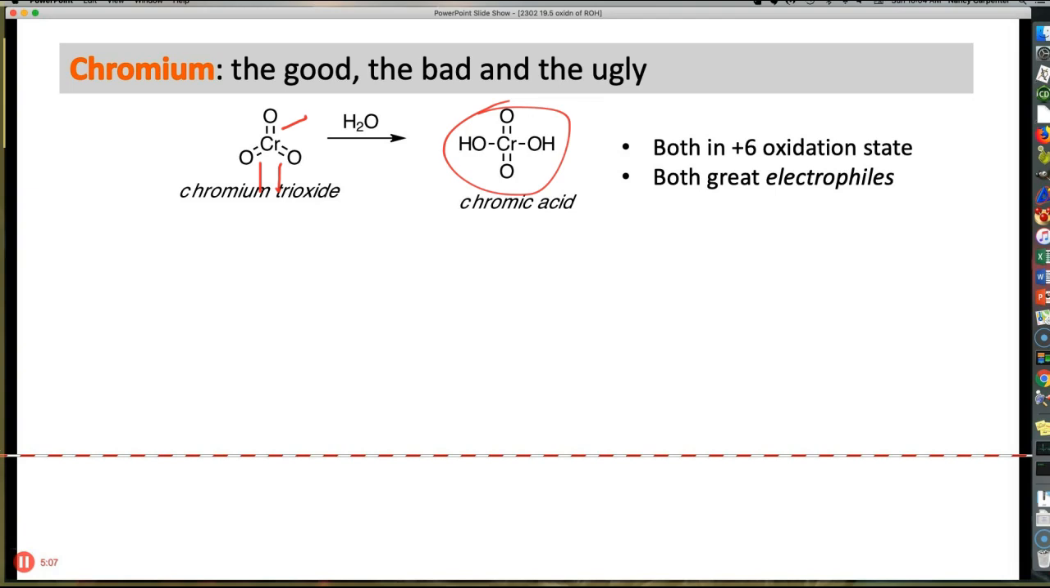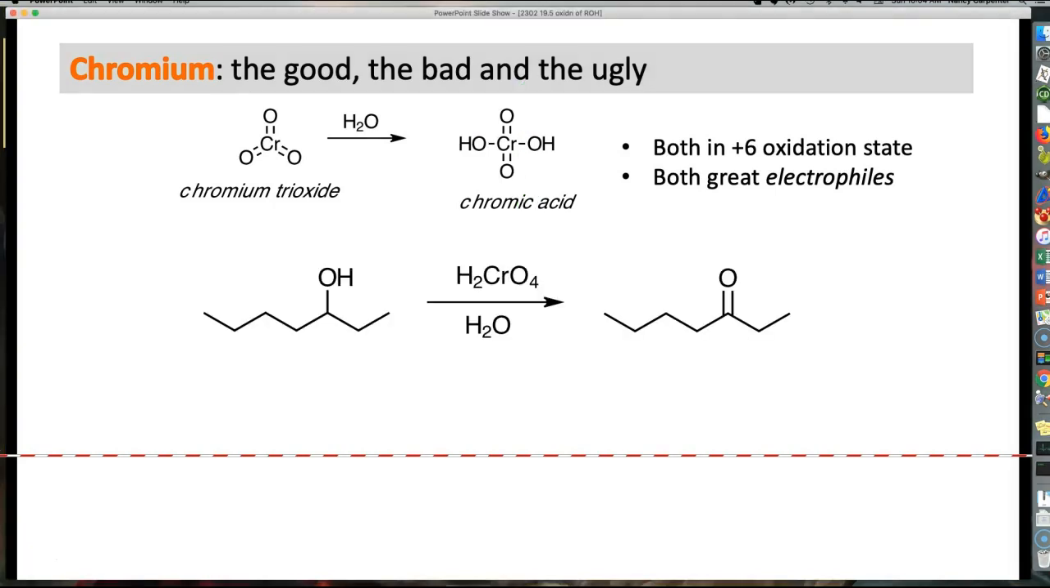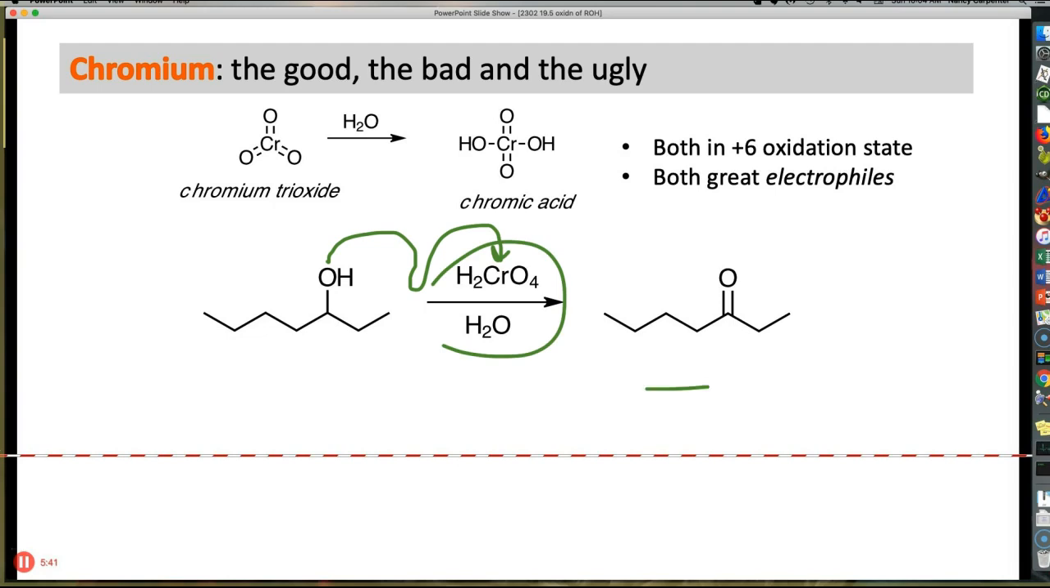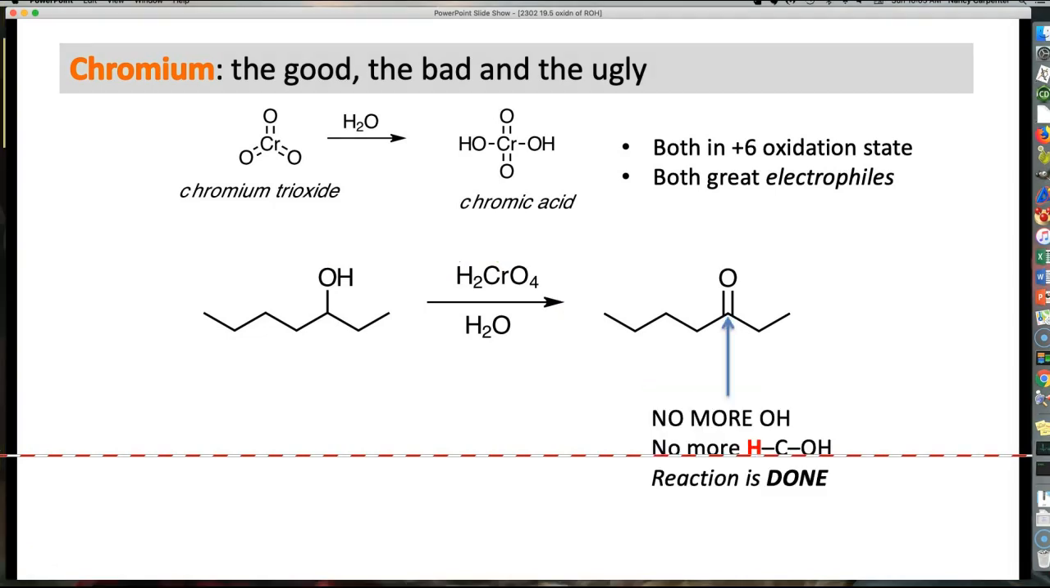Furthermore, with all of those dang oxygens on there, you know they're pulling electron density away from chromium and making those chromium atoms really, really electrophilic and susceptible to attack by a nucleophilic oxygen. So, piece of cake, without going through the whole mechanism on this slide, you're adding your alcohol to the chromium, making an intermediate that allows that key step to take place, and you've gone from an alcohol to a ketone.